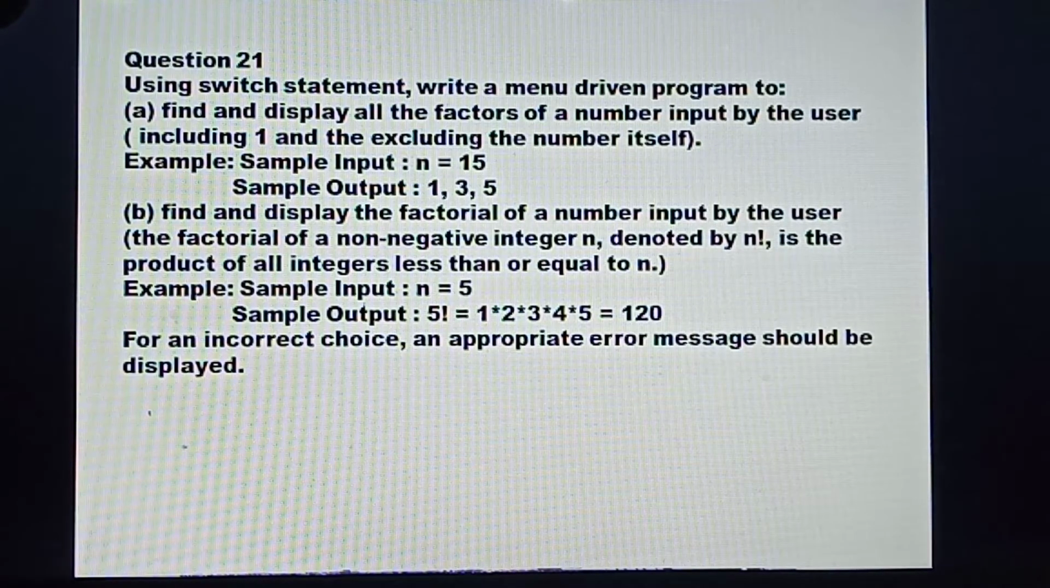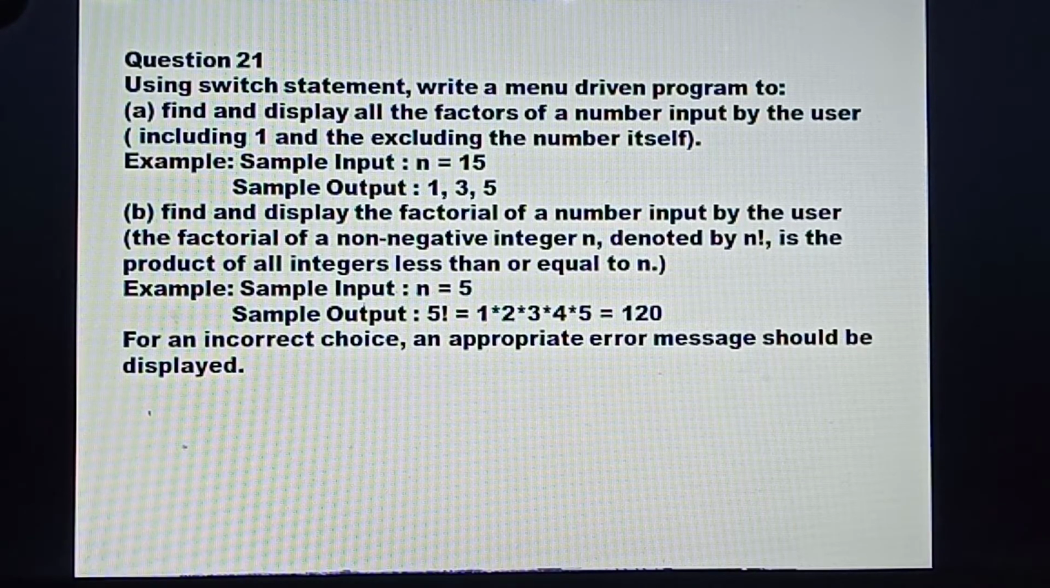If you input n equal to 15, your output will be 1, 3, 5, because 15 is divisible by 1, 3 and 5. And B: find and display the factorial. First one is the factor. Second one, you have to find out the factorial of a number input by the user.